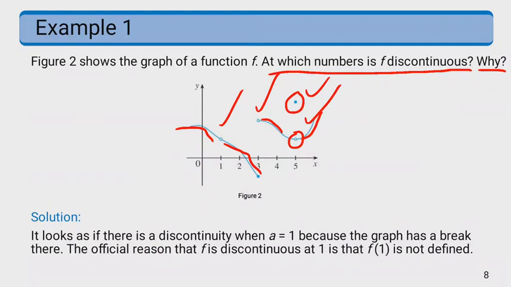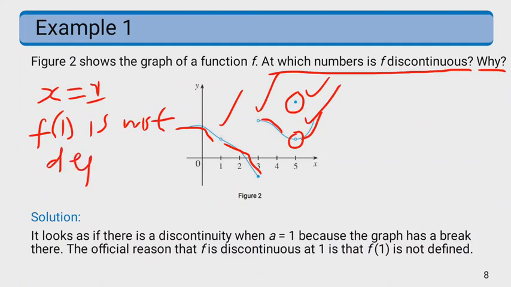What will differ will be the reasons why at each of these points the function is discontinuous. So at x equal to 1, we can see that f of 1 is not defined. So that's the reason for this one. What about at x equal to 3?